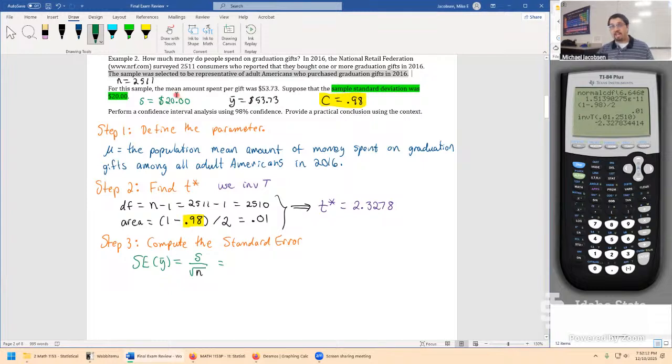So to compute it, go back up to S, 20, divided by square root of sample size. Here we indicate at the top, 2511. So again, I didn't say anything about rounding on this, but 4 decimal places is a great neutral assumption for these kind of problems. So let's go 20 divided by square root of 2511. So to 4 decimal places, this one comes out as 0.3991.